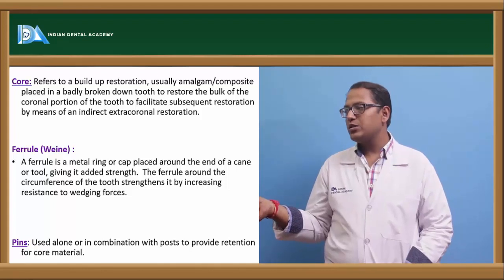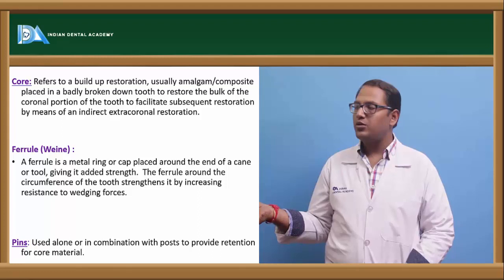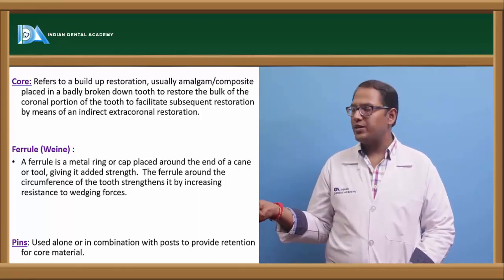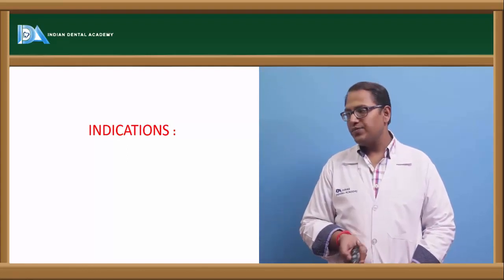The ferrule is the most important thing in post and core. All the theory runs behind and around the ferrule. Pins are used along with a combination of post at times, but pin-related restorations are almost not done these days.